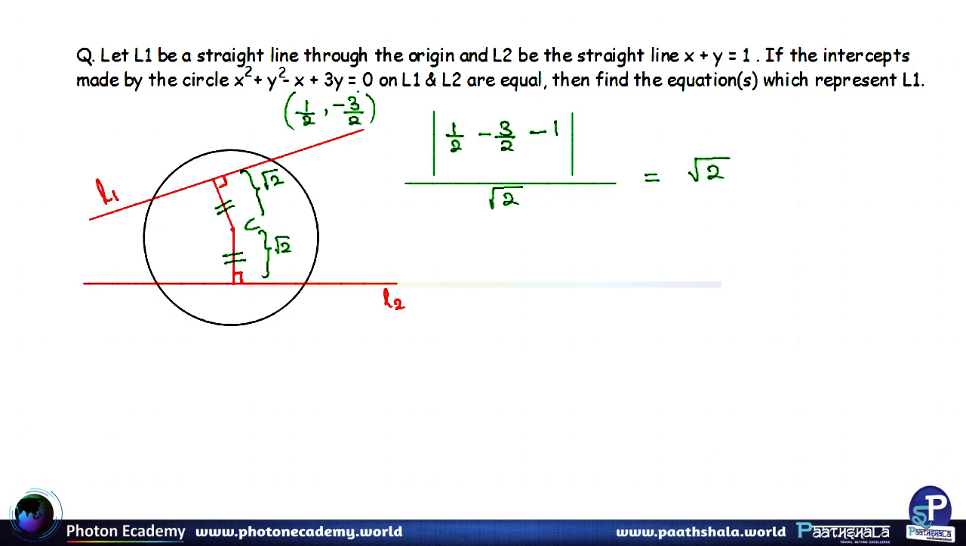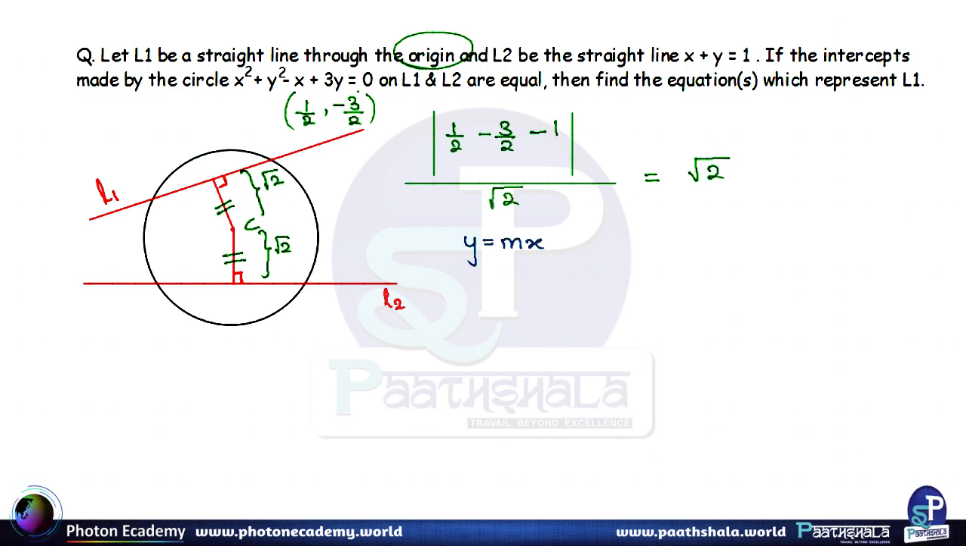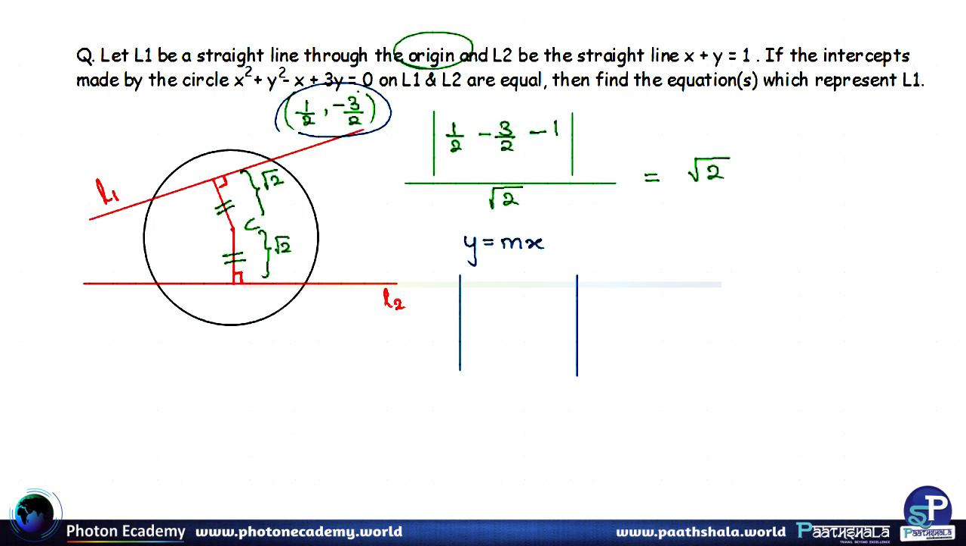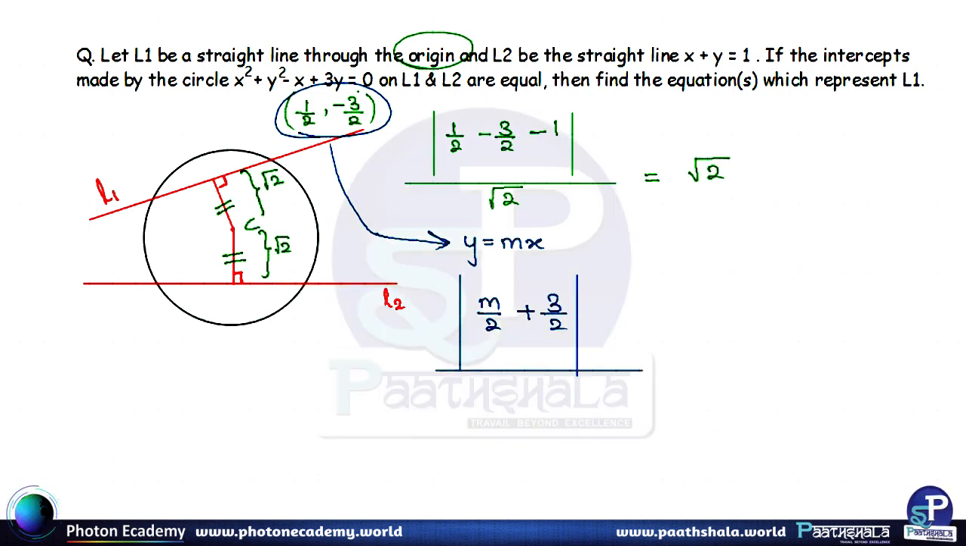Another thing, they have given that L1 passes through the origin. So we can obviously write the equation of L1 as y = mx. So now again, using the perpendicular distance of a point from line formula, let's write it down. Substituting this point in the equation of line L1, we will get m/2 minus y, so minus minus will become plus 3/2, mod of that upon under root m square plus 1, and this thing is equal to root 2.